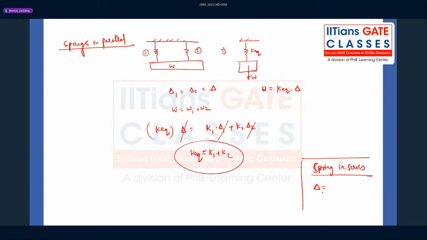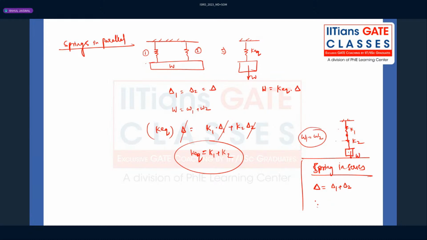Similarly, when springs are in series combination, the deflection is equal to deflection 1 plus deflection 2. Deflections will be unequal, but whatever load we have applied will be the same in both springs. W1 equals W2.